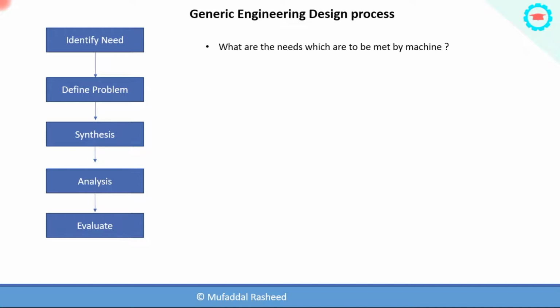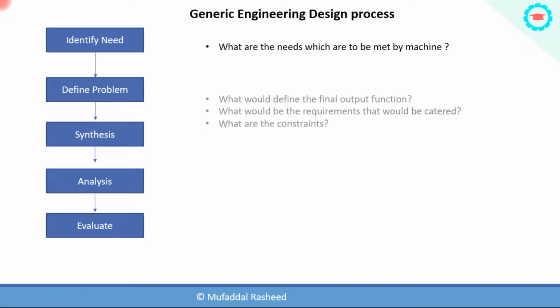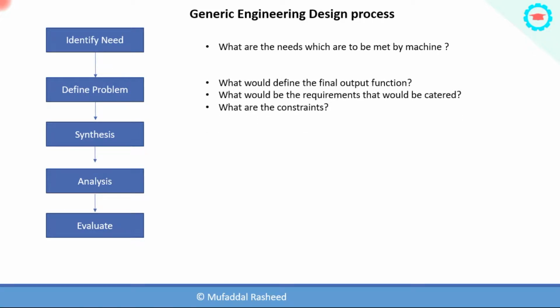What are the needs which are to be met by the machine? What are the functional requirements the machine has to satisfy? That is the first step. The next step is to define the problem in a thorough manner. Questions like what would define the final output function? What would be the requirements that would be catered to by the machine? And what are the constraints? What are the design constraints which have been set on the machine? Questions like these are asked and an exhaustive problem definition is created during this step.